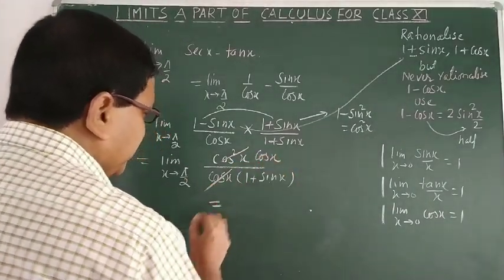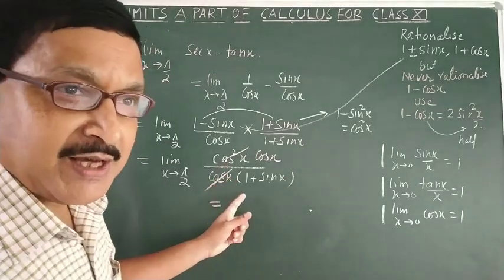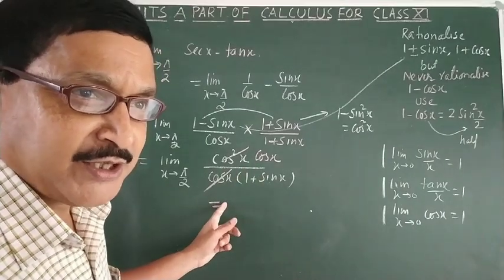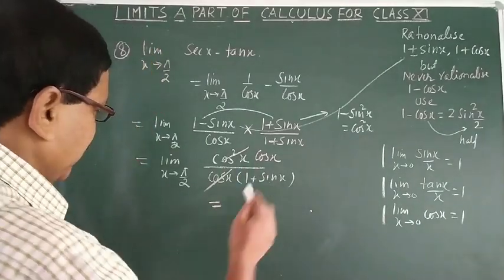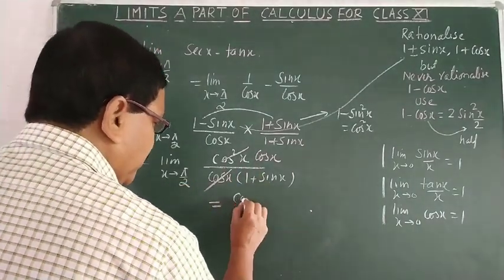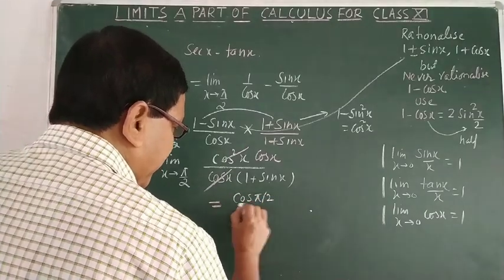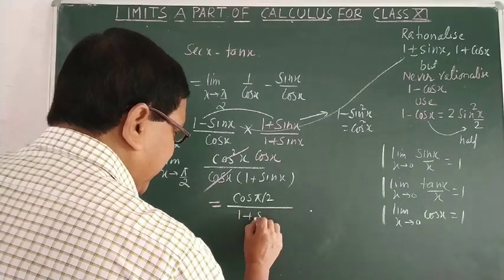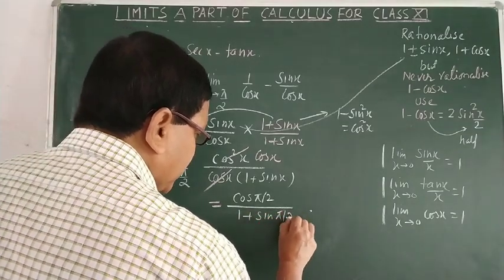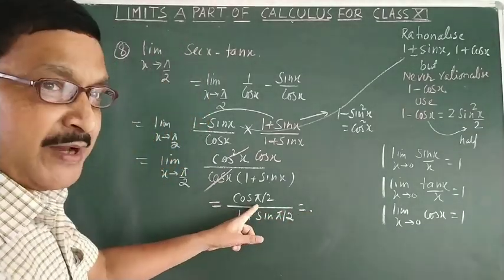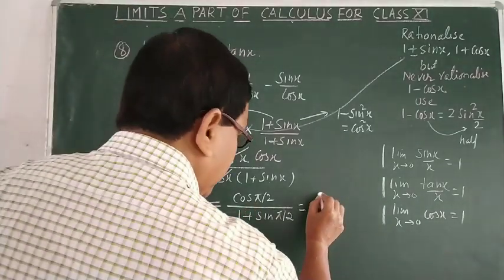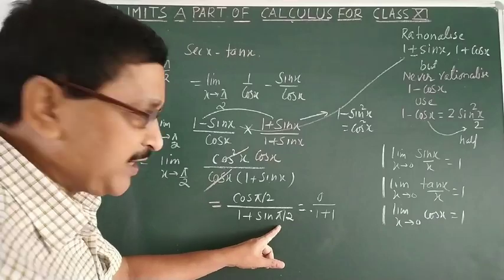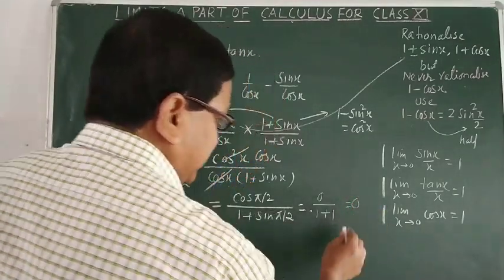Now one cos is cancelled with cos x. After that you can put in the value. In finding any limit, as soon as the cancellation is over, then you can put in the value. So cos pi by 2 over 1 plus sin pi by 2. Now cos pi by 2 is 0, and 1 plus sin pi by 2 is 1 plus 1. So this is 0 finally.